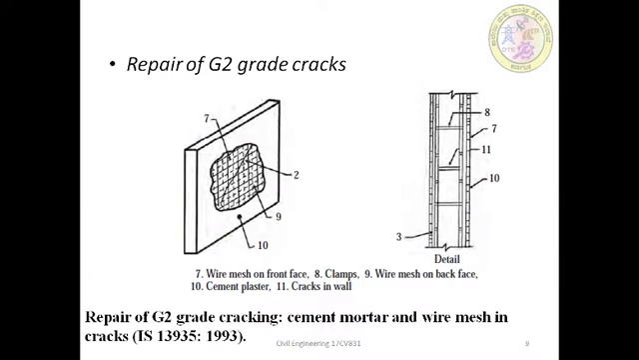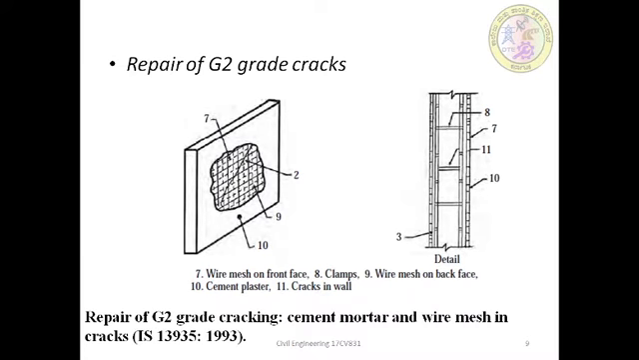Now as far as the repair of G2 grade cracking, the repairing process remains much similar to the techniques we have seen, with the exception of inserting reinforcement in every injected hole. The steps are to be followed as per the codal provision of IS 13935 for repairing of the cracks. Here in the figure you can see how this repairing is to be carried out for the G2 grade of cracking, with cement mortar and wire mesh in the crack as per the codal provision.